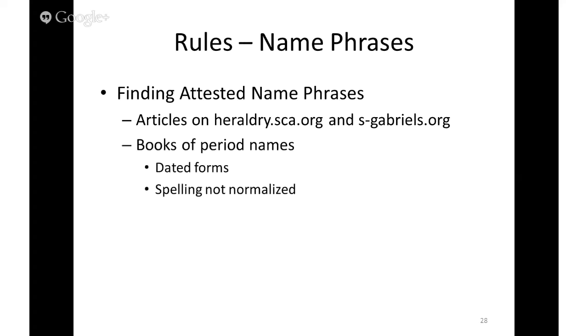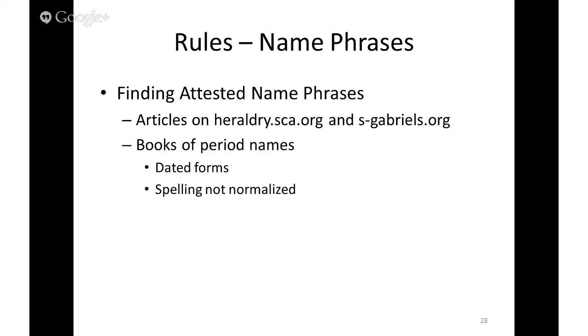We also have books. We have lots of books. I have a big consulting library. Some other heralds have big consulting libraries. The problem with books is A, there's a lot of them, B, they take up space, C, they're expensive, and D, many of them are out of print, thus making them even more expensive. So what's a good book?